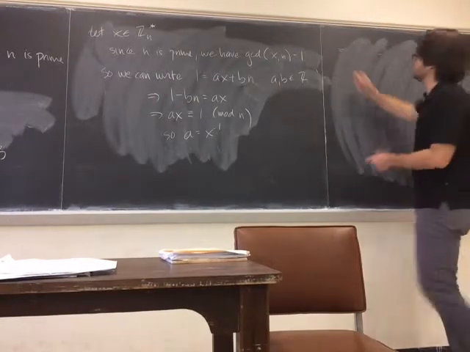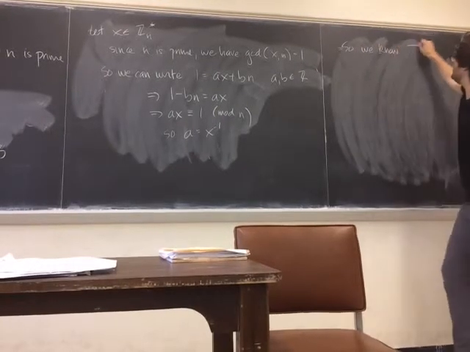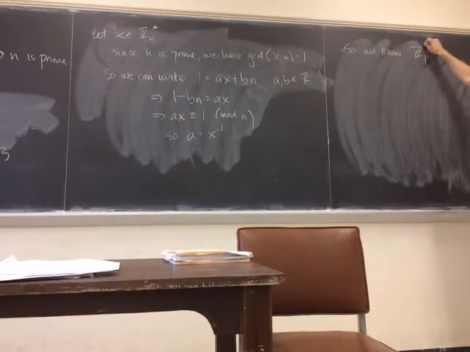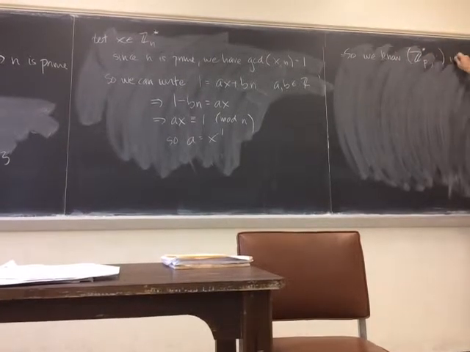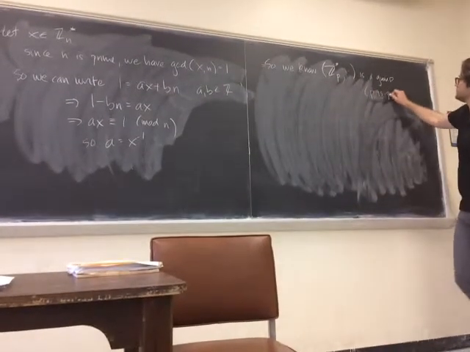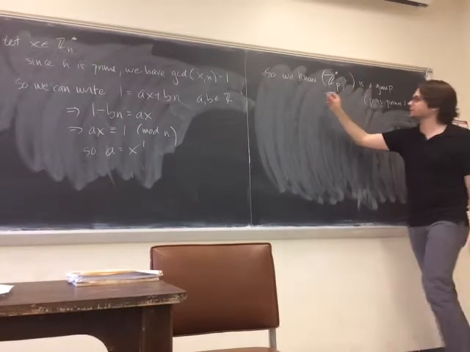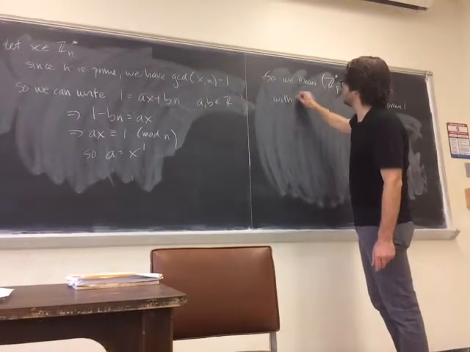Okay, so let me just conclude. So we know Z_p star, as I'll call it now, is a group, where p is a prime. So it's a group of p minus 1 elements, right?